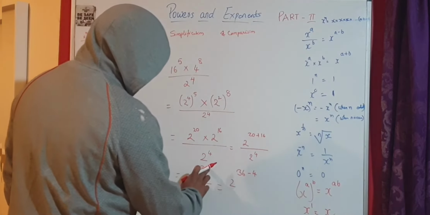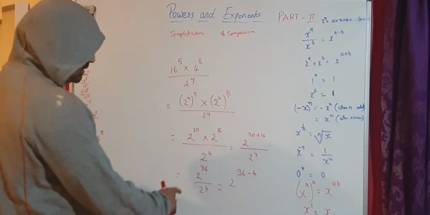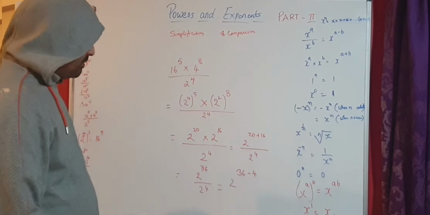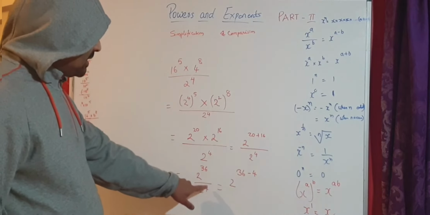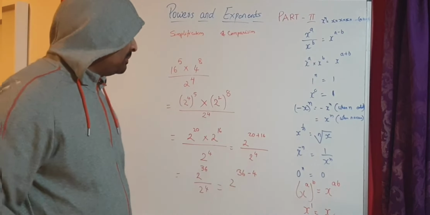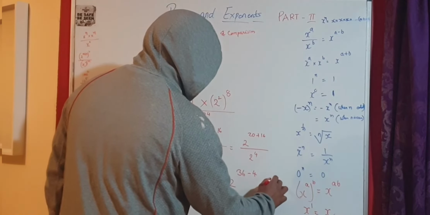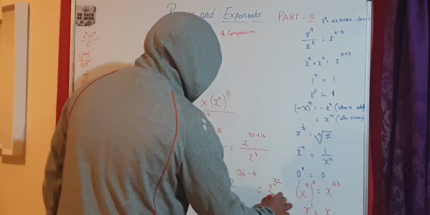A minus b. So I'm considering this as an x because both in the numerator and denominator we have the same base. This is a and this is b. A minus b. Okay, if you further simplify this one, 2 to the power of 32. Yeah, if you leave it up till here, that's good enough.